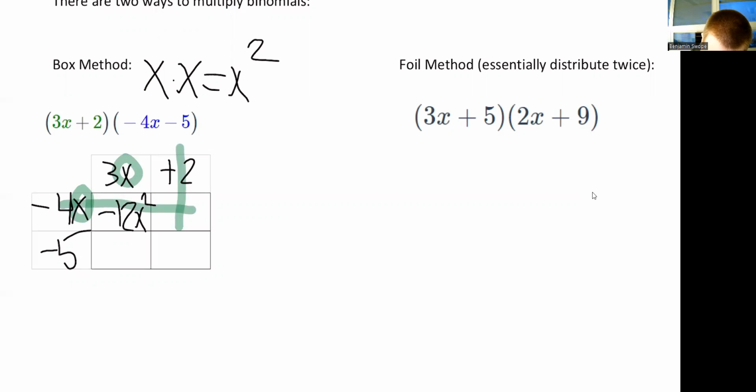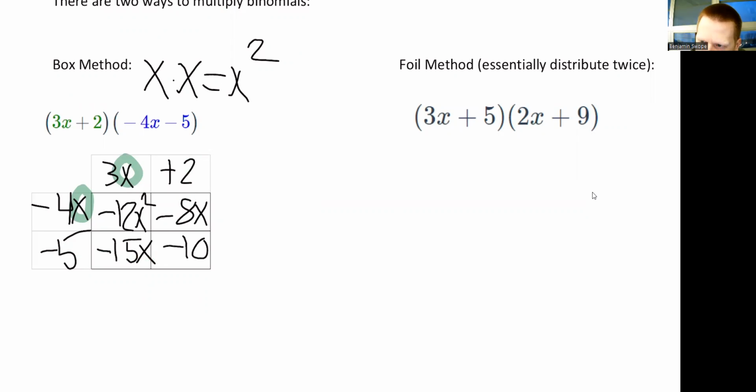Our next thing we're going to multiply is where these meet. So negative 4x times positive 2 would be negative 8x. And then we're going to multiply where these meet. So negative 5 times 3x would be negative 15x. And then lastly, negative 5 times 2 would be negative 10.